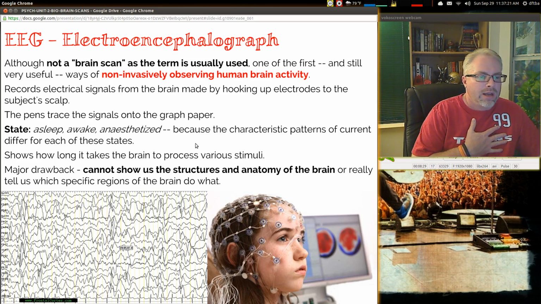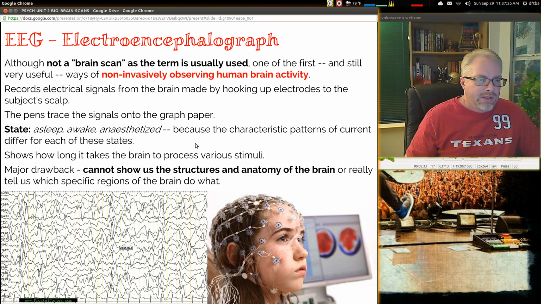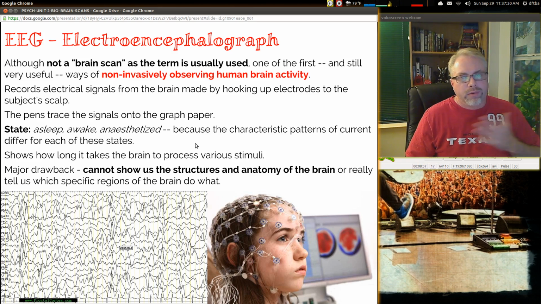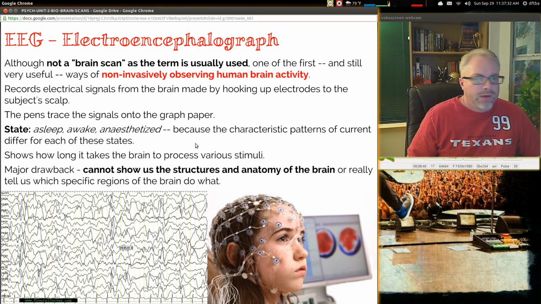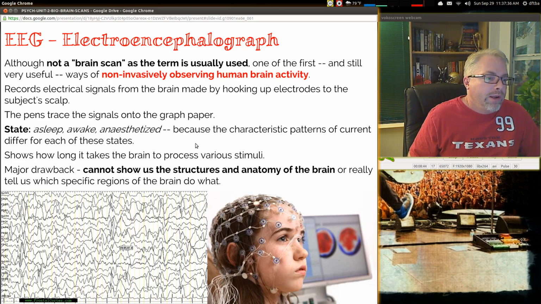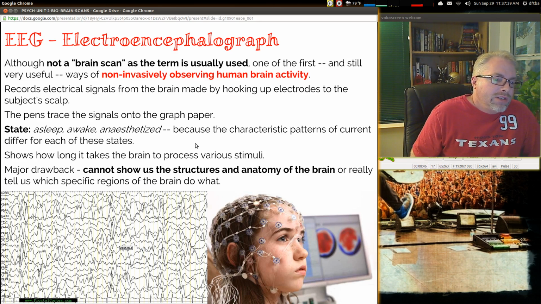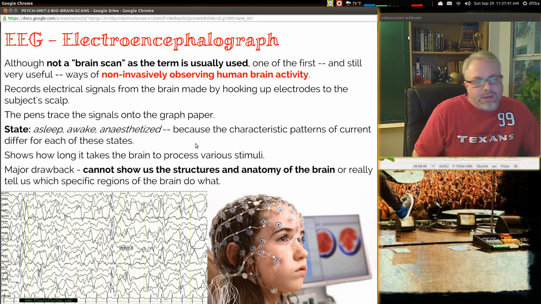It's an electric deal, but we're looking at the brain here in brain scanning, so it's a little bit different. You probably have gotten one of these done on your heart, which I've had done before too. Turned out I just had a pulled muscle. I thought I was having a heart attack, but what do I know? Major drawback is it cannot show us the structural anatomy of the brain. But what it does well.